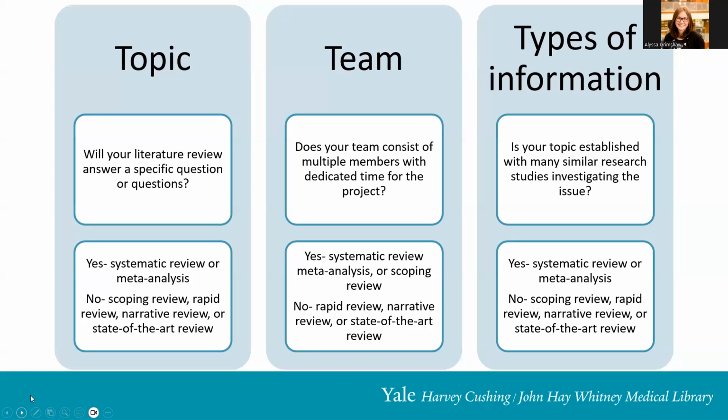Okay, next we want to think about the types of information. So, is your topic established with similar research studies investigating the issue? If so, then you may be doing a systematic review or a meta-analysis. If no, perhaps you're doing a scoping review. So I like to think about this as you can't compare apples to oranges and call it a systematic review, right? Or a meta-analysis.